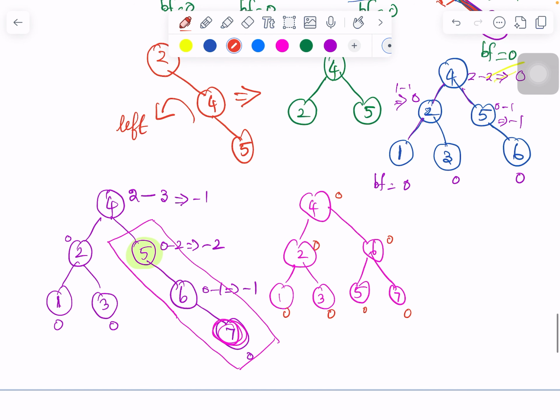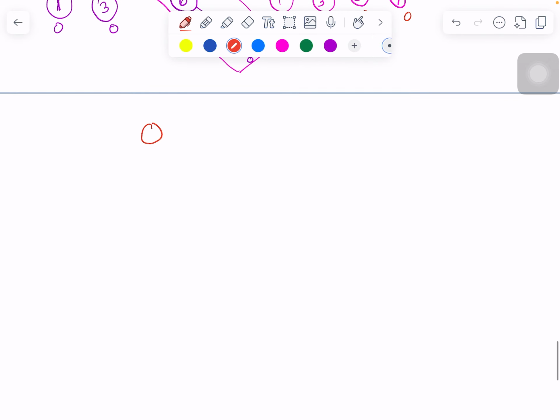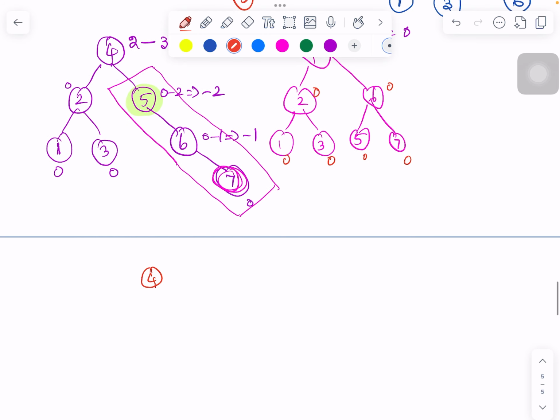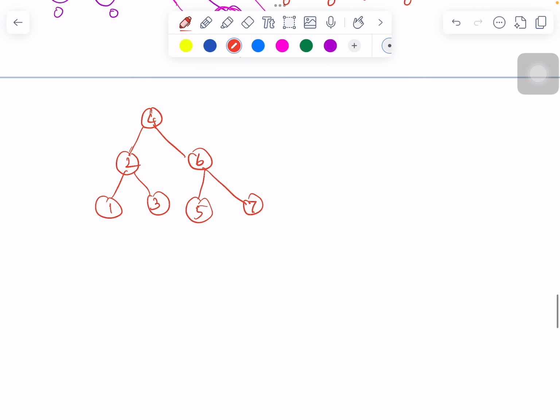Okay. Now let us insert the node 8. So node 8, when we insert, let us just redraw it. So 4, now 2, 6, 1, 3, 5, 7 and now we'll insert 8. Okay, now let us find out the balancing factor. So balancing factor for node 8 is 0. For node 7 it is 0 minus 1, so it's minus 1. Then 0, 0, 0.